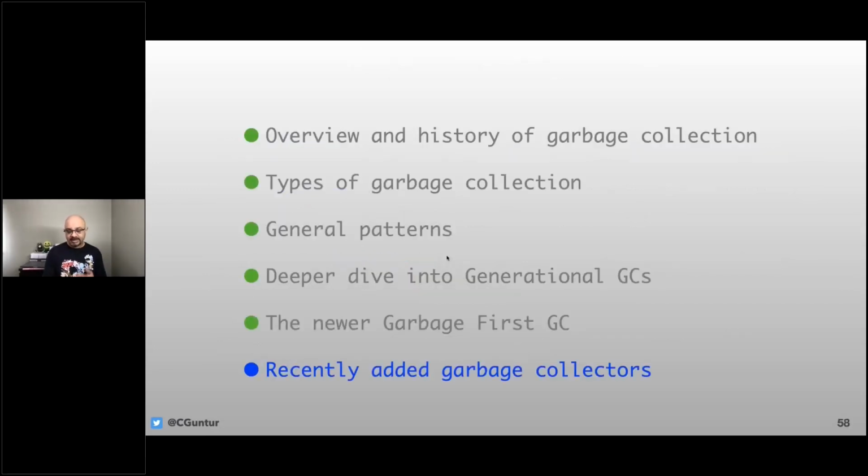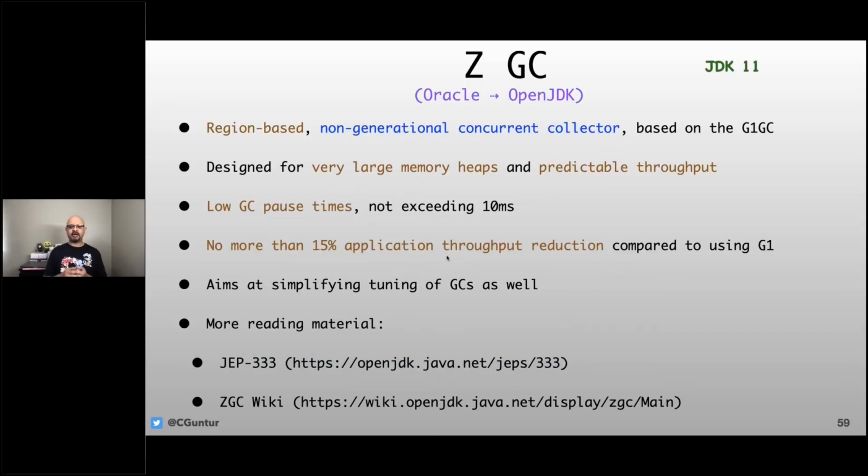The last section that I wanted to cover today was recently added garbage collectors, and this is an awesome addition on every single thing that we've built up so far. Right. The first one I'd like to talk about is Z garbage collector, which was introduced in JDK 11. Z is efficient for very large memory heaps. One of the best aspects of Z is its predictable throughput. Throughput is the opposite of pause time.